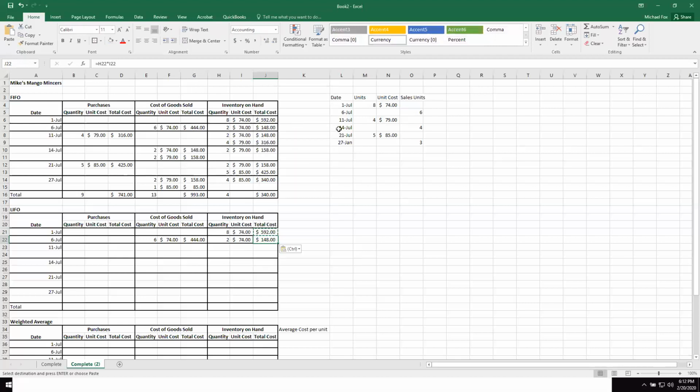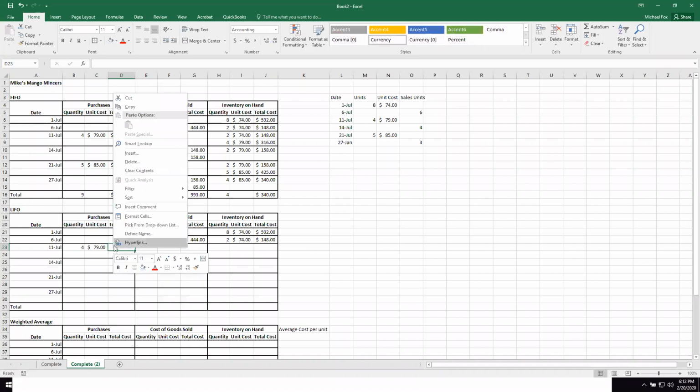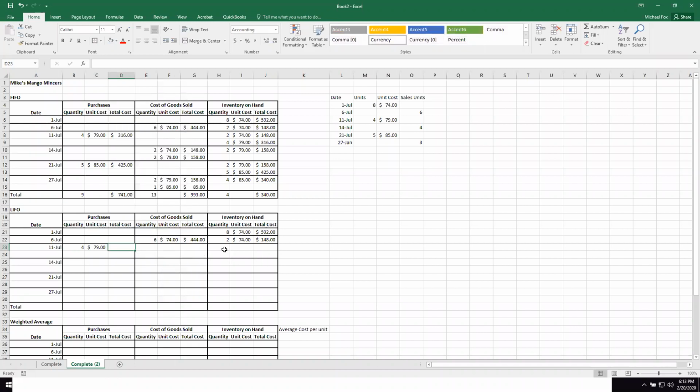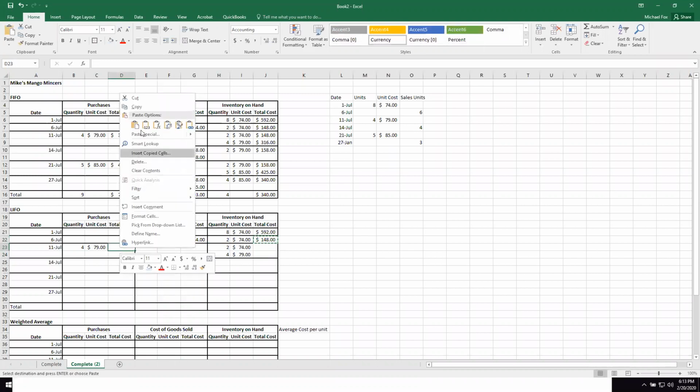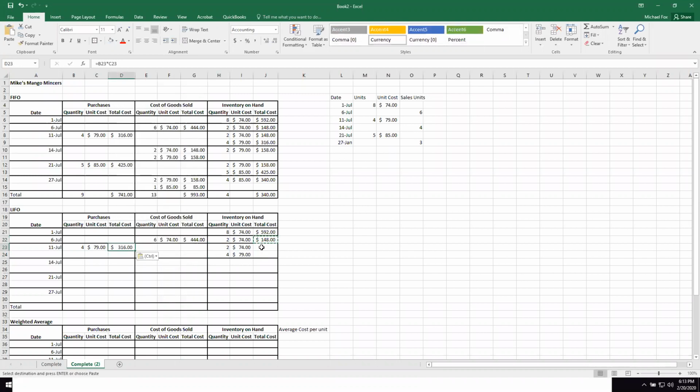All right, on the 11th of July, I purchased 4 units at $79 a piece. So now I have 2 units that cost $74 and 4 units that cost $79. So again, I'm in the same situation for right now as I was with first in, first out. The difference comes when I make my first sale here, where I have units of different costs.